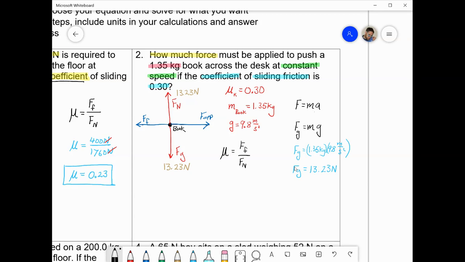Now, recognizing that the force of friction is equal to my applied force means that if I was to resolve this, change where things are in this problem, and solve for the force of friction, that's going to be equal to my applied force. So I'm going to do that right now.